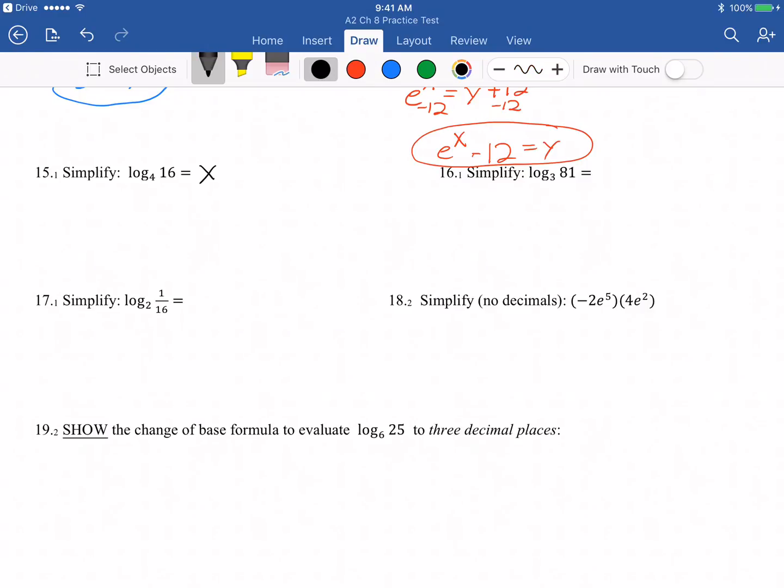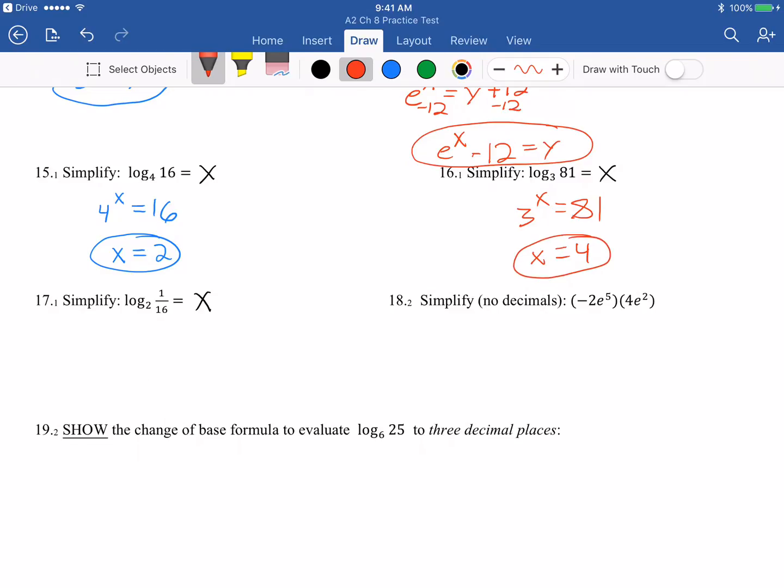and I like to set those guys equal to x right away, and we're going to find out what that x value is. So here, if I change the form, this guy becomes 4 to the x equals 16. And you have to ask yourself, 4 to what power gives me 16? And that would be 2. So 4 squared gives me 16. Here, I bring it 3 to the x equals 81. All right, I have to ask myself, 3 to what power gives me 81? And that is 4. So I have x equals 4 here for that guy.